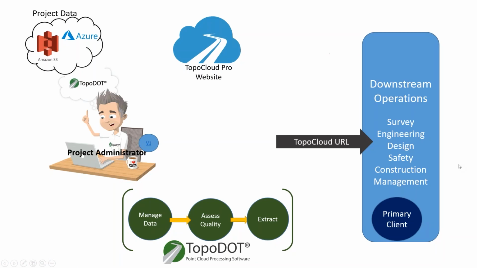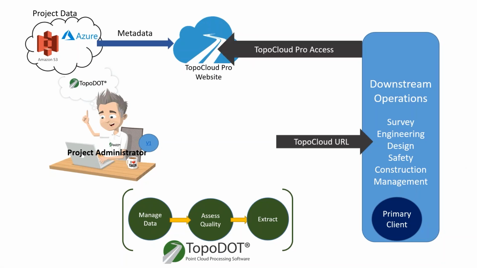So remember, all that work you've done to organize your data and put it up here correctly, now you can set up this website for that project. And so let's take a look at what that looks like, because now they can access this data. Now these downstream operations using that URL can access that project. Now this is another interesting thing that's happening here. Inside of the Topo Cloud Pro, we don't give these downstream operations access to all the data. They get access to project metadata. It's a description of the project.